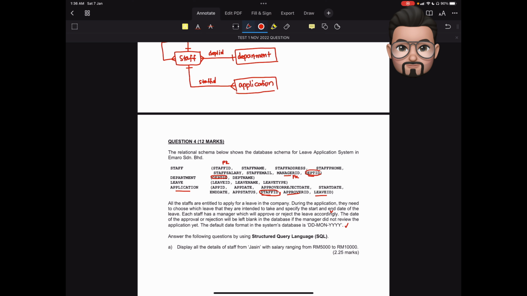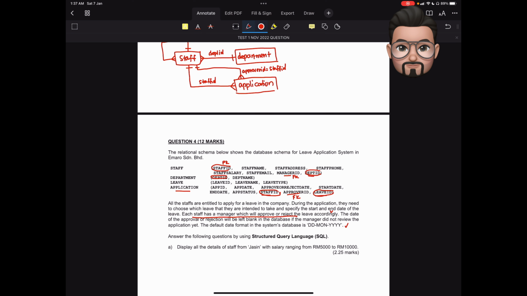Then we have approval ID. Who is the approval ID? Each staff has a manager who will approve or reject, so it is also a staff. This is the FK, so it will refer to a staff. What is the PK of staff? Staff ID. So approval ID equals staff ID. That's the PK-FK relationship.